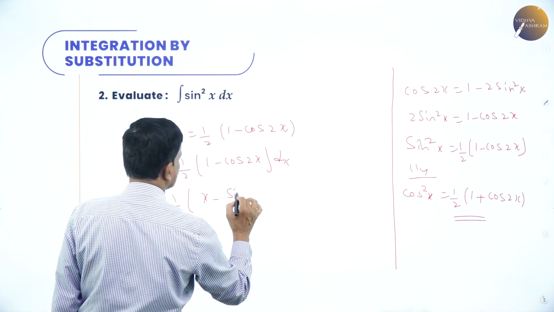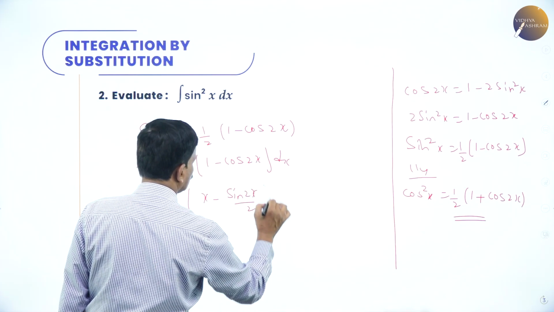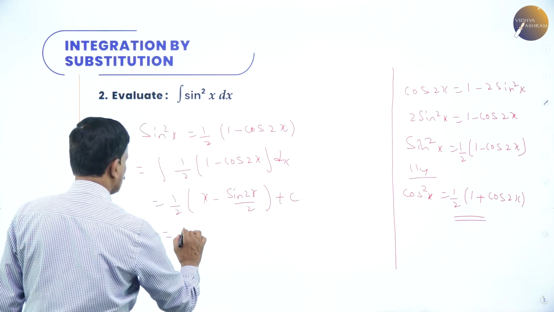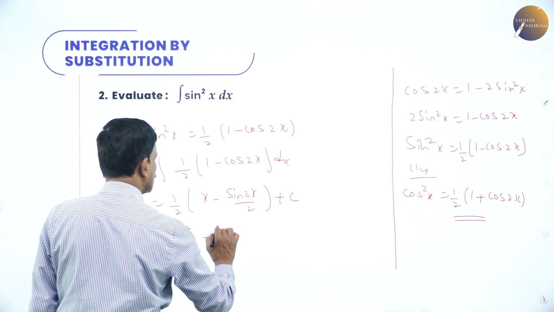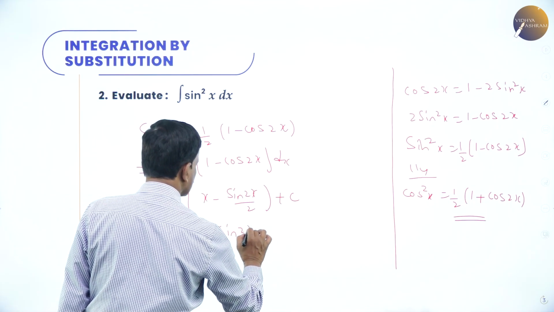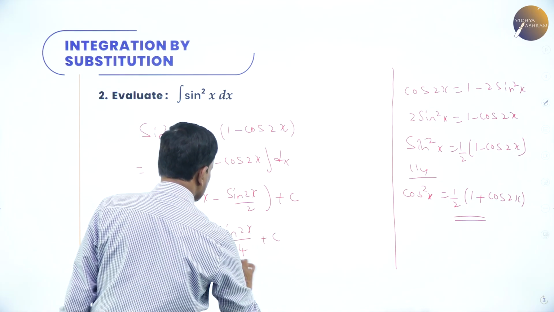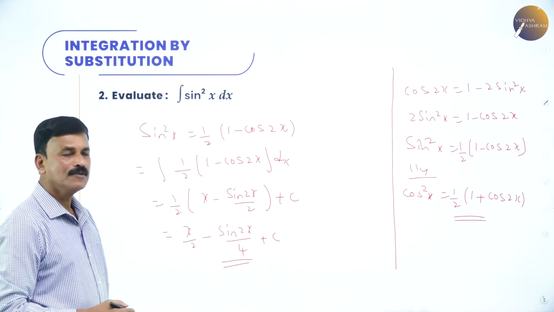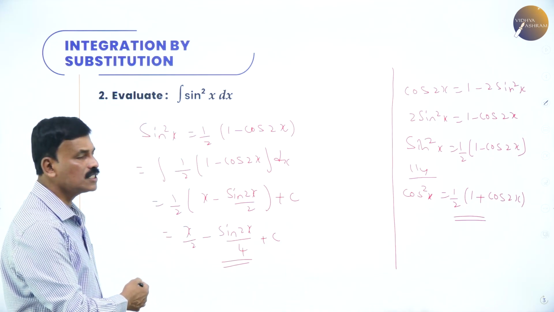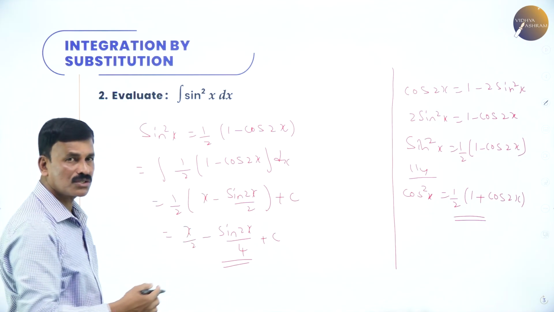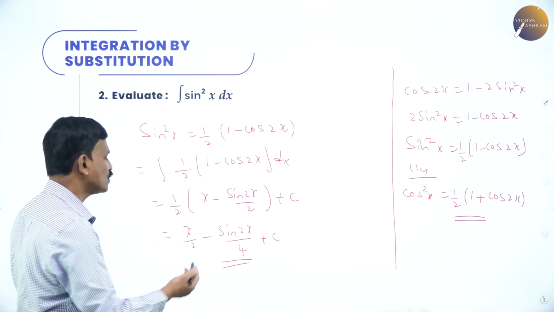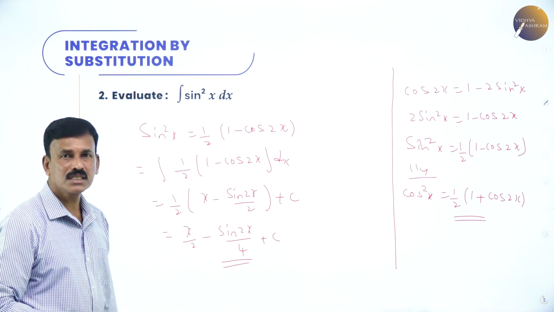Integral of cos 2x is sin 2x divided by 2 plus c. Now this can be written as x by 2 minus sin 2x divided by 4 plus c, which is the integrated answer. That's it. So the integral of sin square x is half into 1 minus cos 2x, integrate it, x by 2 minus sin 2x divided by 4 is the integrated answer.